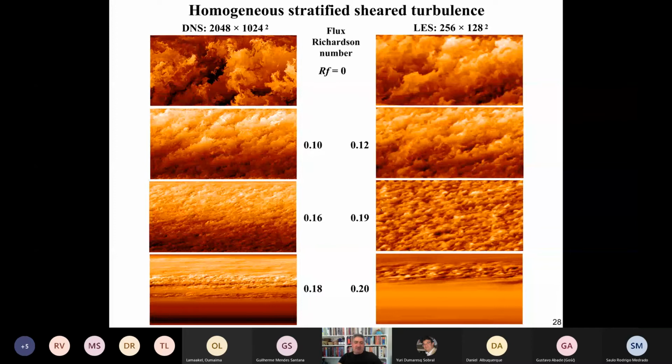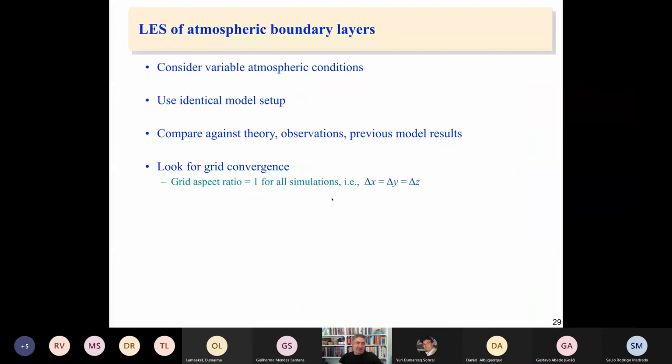And now that I have done this, I'm going to try to simulate something that is a little bit more challenging. I am going to try to simulate LES of atmospheric boundary layers.